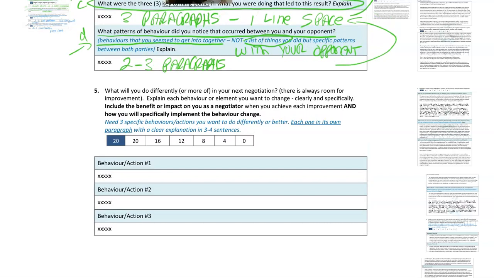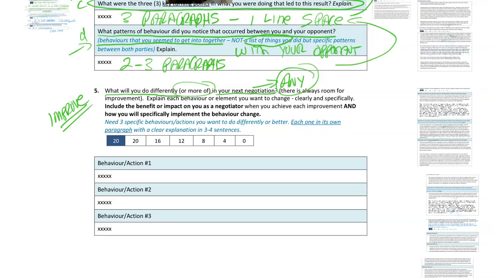And this one is all about what will you do to improve. So this is simply a conversation you're having that identifies where are my improvements going forward. So the question is, what will you do differently or more of in your next negotiation? And this is any negotiation, not this particular negotiation, any negotiation. There's always room for improvement.